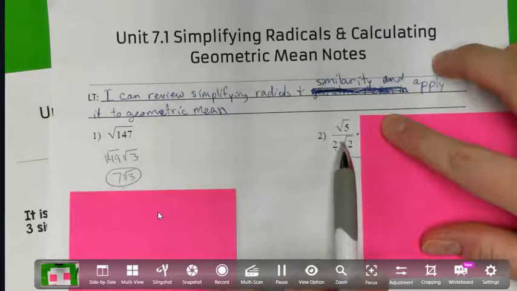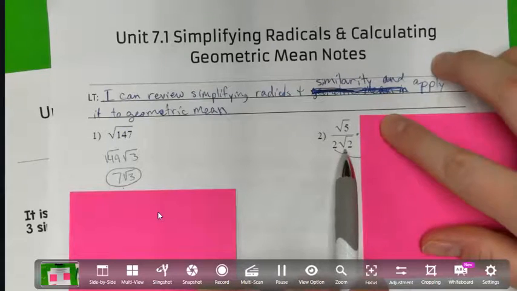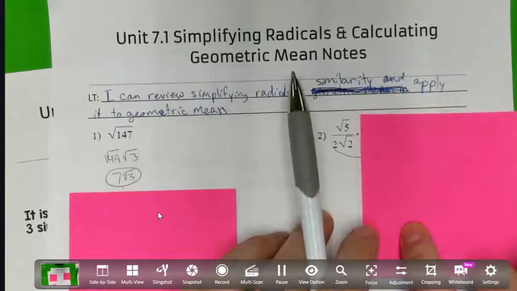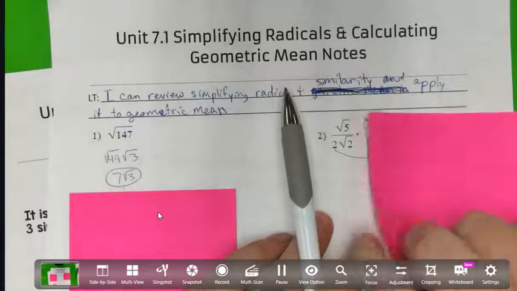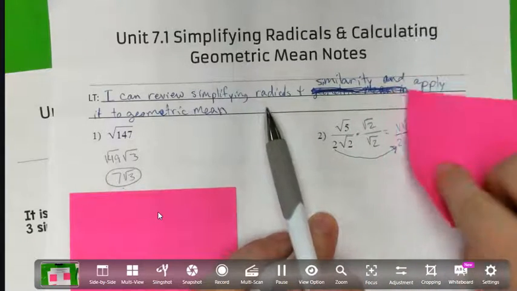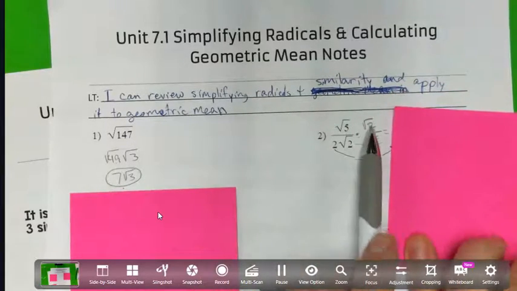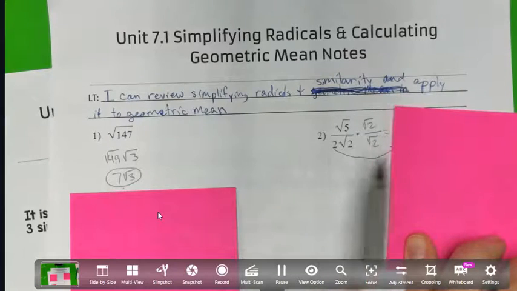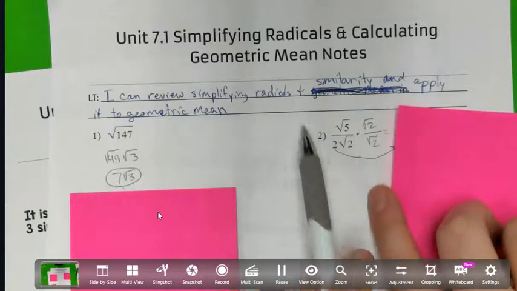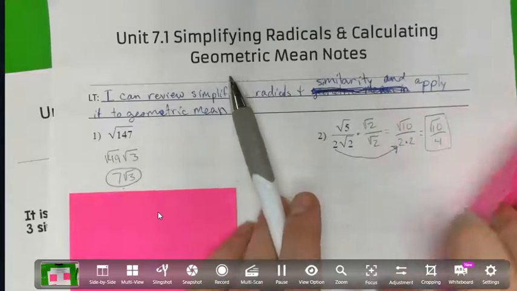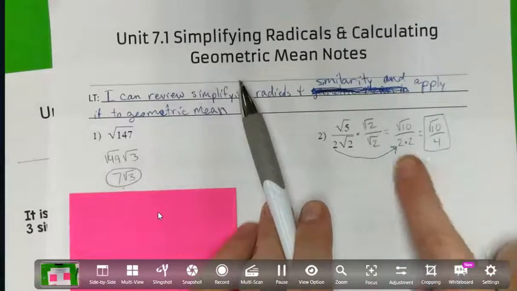Alright, and so we have the square root of 5 over 2 root 2 for this one. This one has a square root on the bottom. So remember, you need to multiply by that square root in the numerator and the denominator. And when we multiply across, it will eventually get rid of that square root. So it's going to look like this.